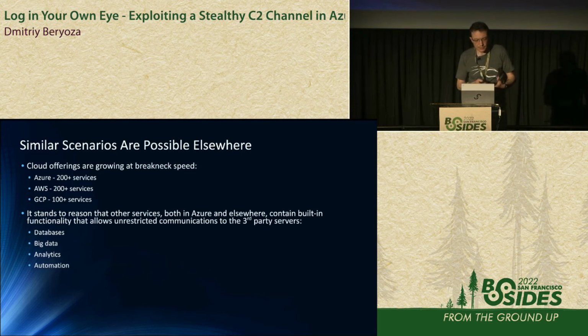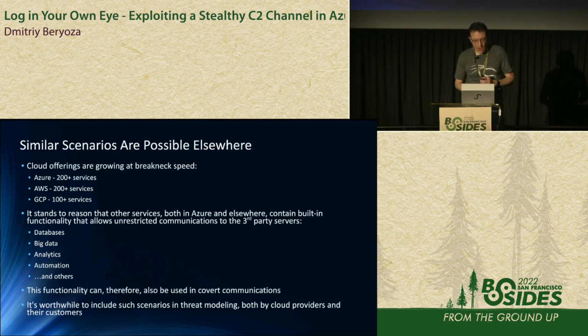There are all kinds of database services, big data, analytics, automation, you name it, that could have similar functionality that could be abused for hidden C2 channels. So it's something I think should be included in cloud providers' threat modeling, and same thing for their customers.